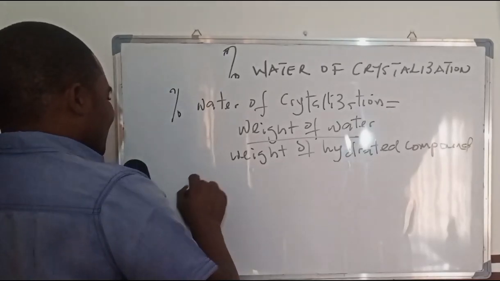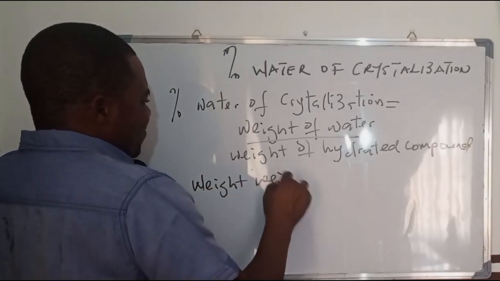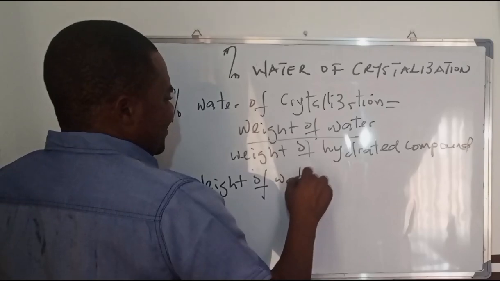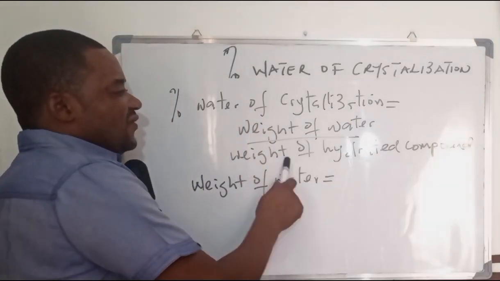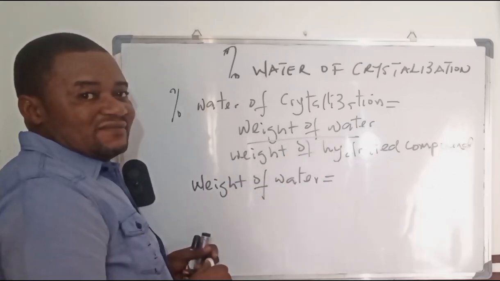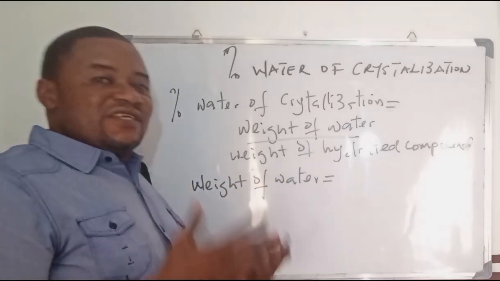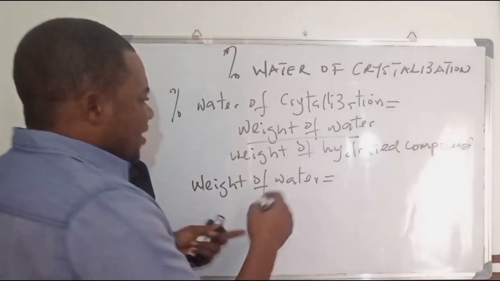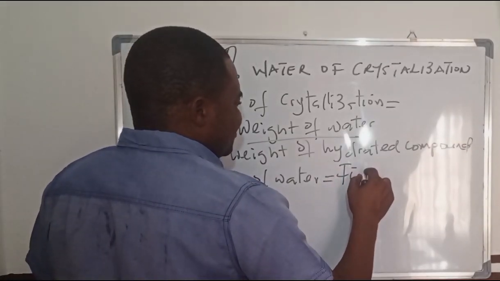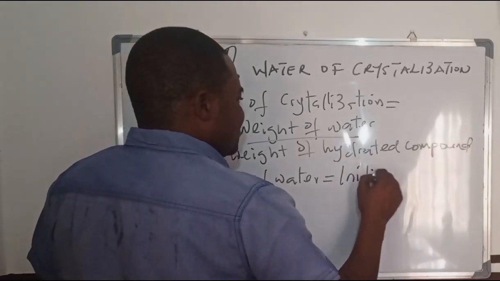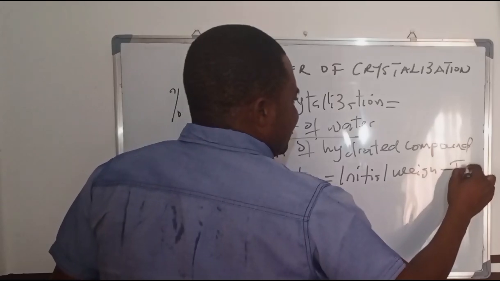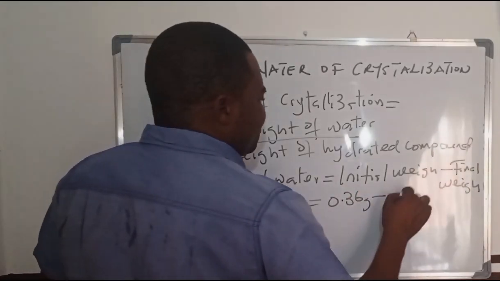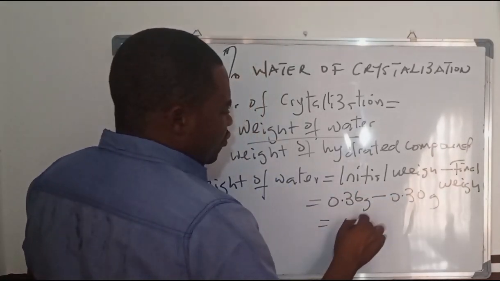The weight of water in here is simply going to be the weight of the hydrated compound minus the weight of the anhydrous salt. Or let us just simply say the initial weight minus the final weight, or rather the final weight minus initial. Let us put it that way since the figures went that way. So we can just simply say your initial weight minus your final weight. And remember your initial weight was 0.36 grams minus your final weight, which is 0.30 grams. This of course will give you 0.06 grams.